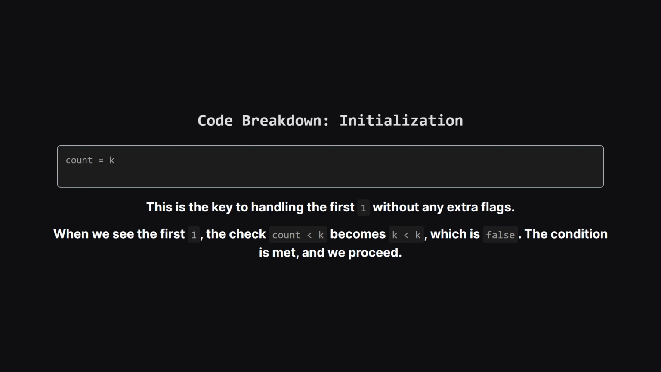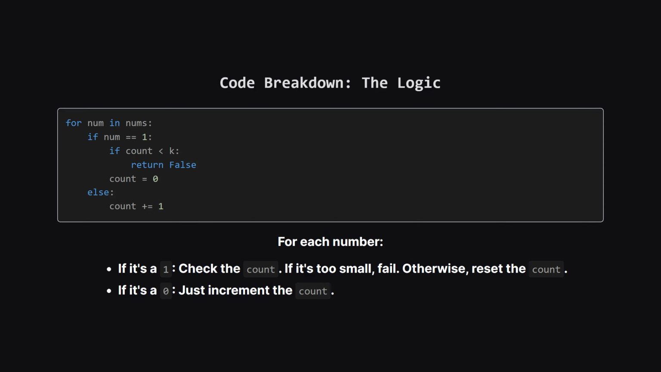First, the initialization. We set our counter equal to k. As we just discussed, this is our simple trick to make sure the check on the very first one we find will pass without needing any special logic. Now for the main loop. As we go through each number in the list, if the number is a 1, we perform our check. Is the current 0 count less than k? If so, we're done. Return false.